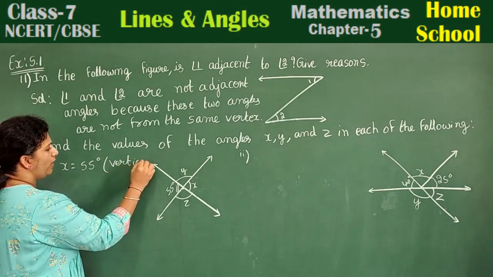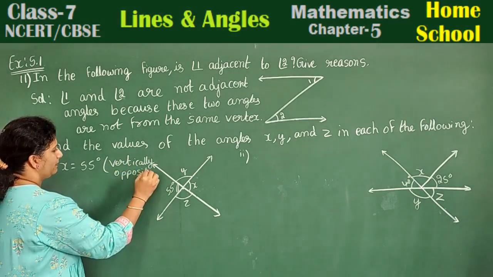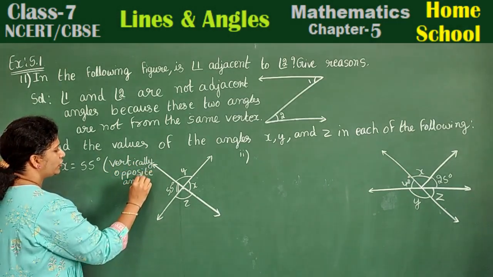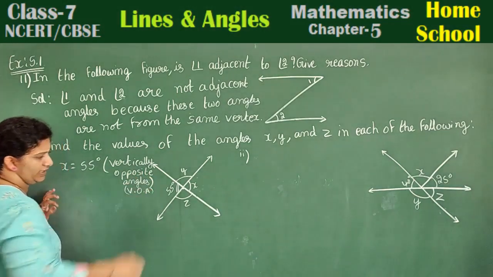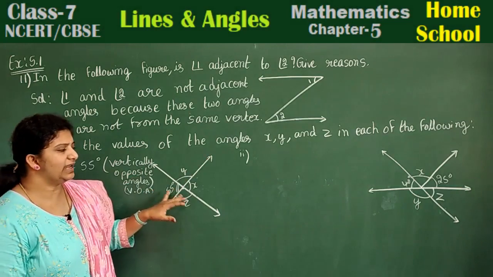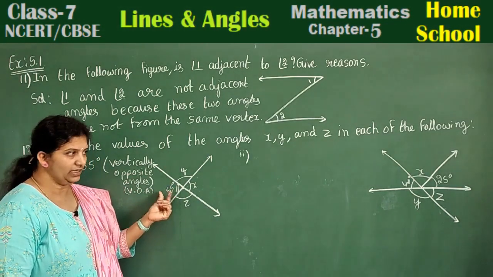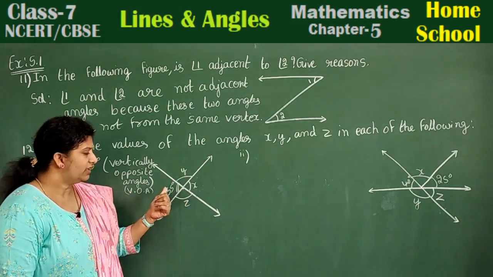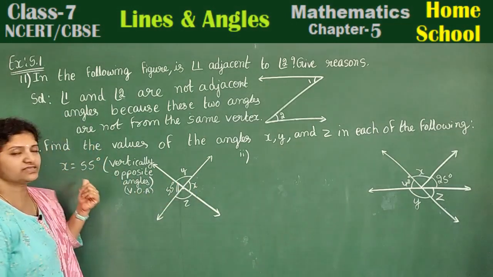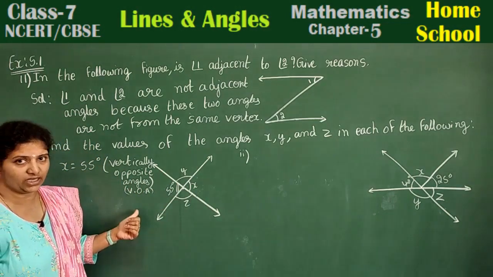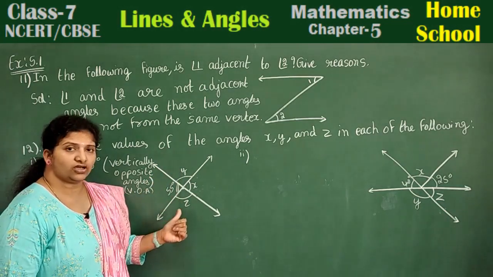Reason, vertically opposite angles, or as a shortcut you can also write V.O.A. I don't have any letters to indicate the angle, so directly we can take the given 55 degree angle. I can see two lines are intersecting. Therefore, 55 degrees is vertically opposite to angle x. That means x is equal to 55 degree. Reason, vertically opposite angles. And now I can say angle y is equal to angle z.